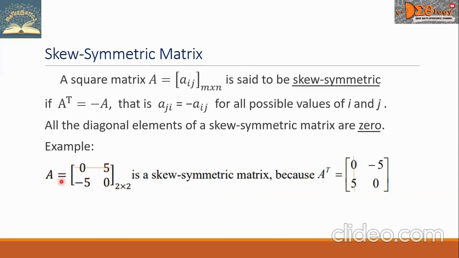The first row of matrix A is the first column of the A transpose. The second row of matrix A is equal to the second column of A transpose. We can see that the A transpose is also a 2 by 2 matrix. If we compare this A transpose with the matrix A, this A transpose is equal to the negative of the matrix A. Therefore, this matrix A is skew symmetric.